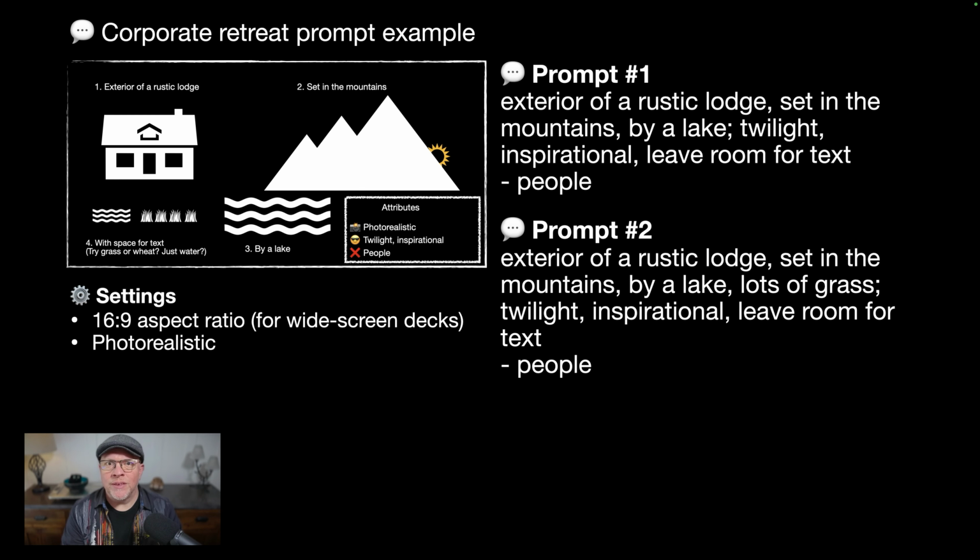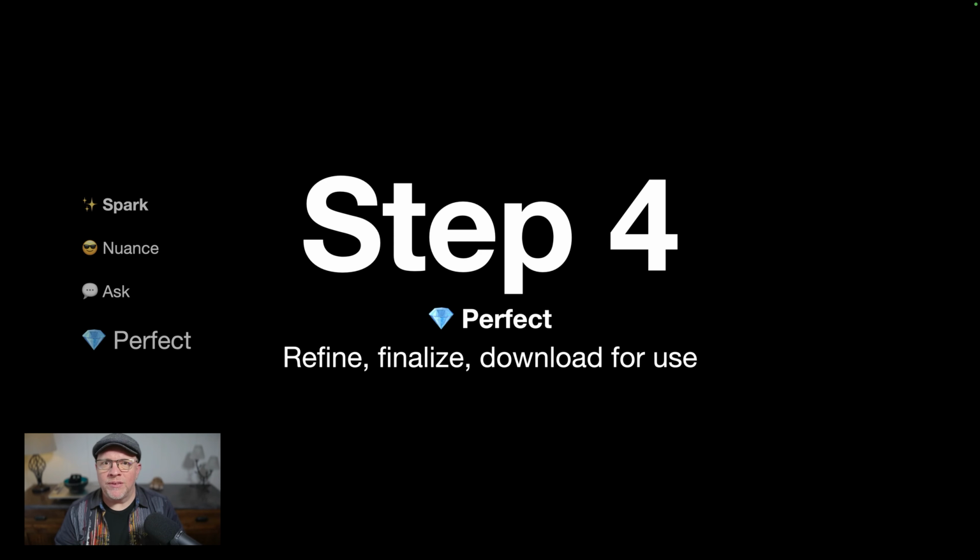But before I jump into the demo, we'll quickly explain what 4 is because 3 and 4 overlap a little bit. And that final step in the snap process is to perfect the image. And that's where we're refining it.